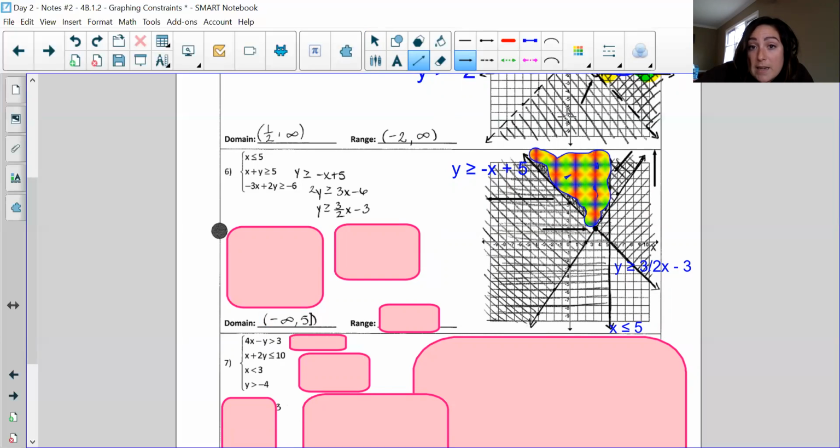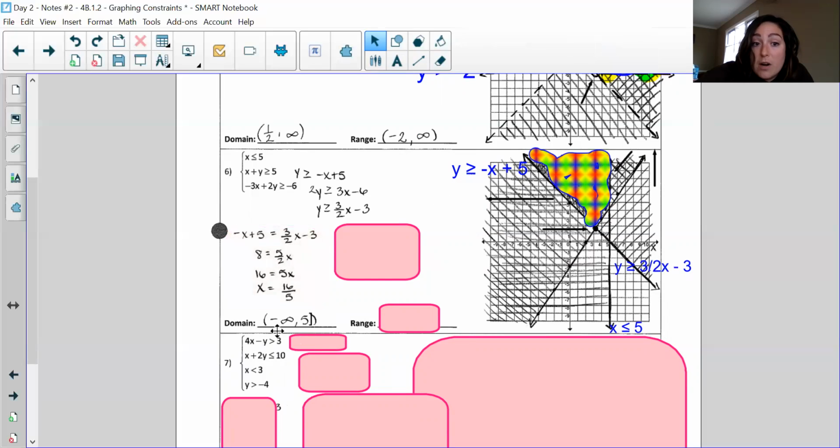So I need to find that intersection point right there. So I need to find the intersection between the lines y is greater than or equal to negative x plus 5 and y is greater than or equal to 3/2 x minus 3. So we set those two equations equal to each other, solve for x. And I'm looking for the range, not the domain. So that means I'm looking for the y value, not the x value. So now that I found x, I substitute that back in to find y. So we have the intersection of those two lines is at 16/5, 9/5.